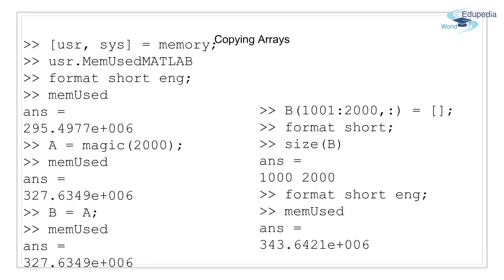Now I will modify B by making it one half of its original size. That is, set 1000 rows to empty. This requires that Matlab make a copy of at least the first 1000 rows of array A and copy it to B. Now I will check my memory again. I can clearly see that the memory use has increased by close to 16 MB to 343. This happened because my modification of B forced Matlab to create a new copy for B, as B could no longer remain just a reference to A. So this is how copying basically works at the back end of Matlab.